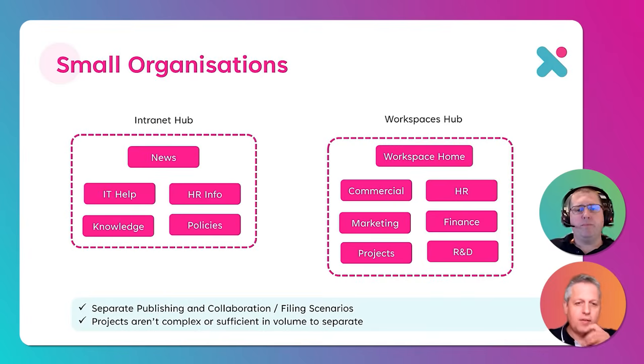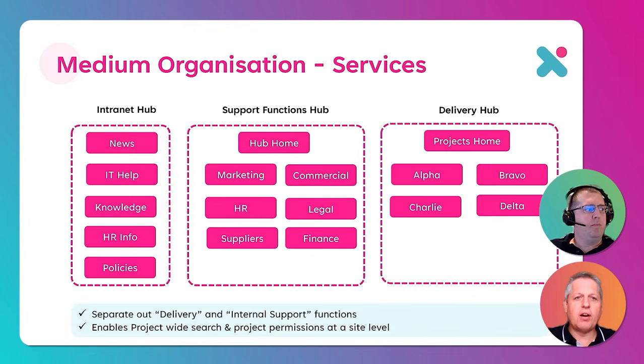Okay, and now in our next scenario, we're going to separate services from what we call manufacturing, based on some of the projects that we've worked on. And I think the first trigger on the medium organization here is we're now creating a delivery hub, a mechanism for multiple projects. Ben, what else have we done here?